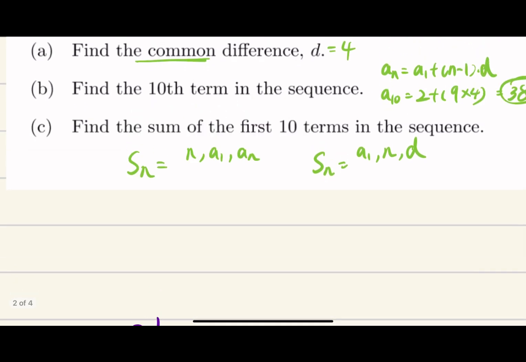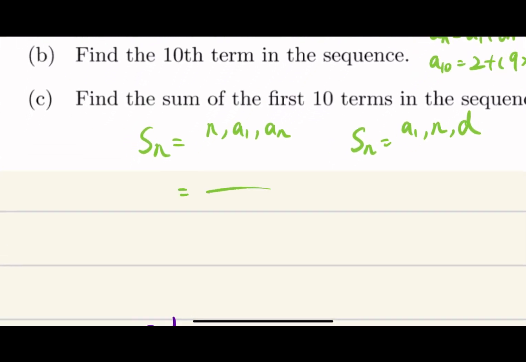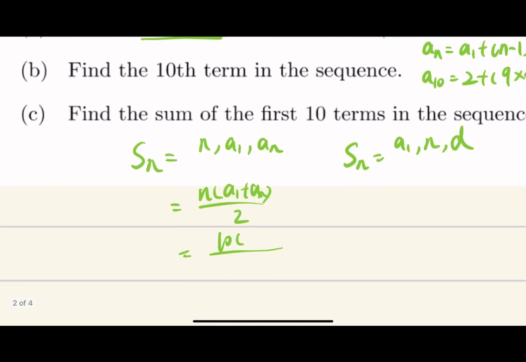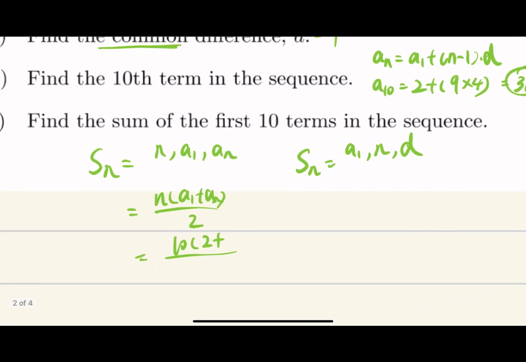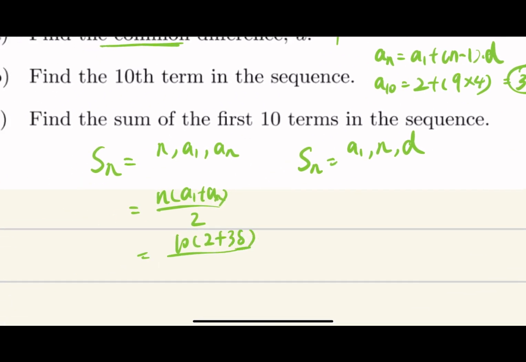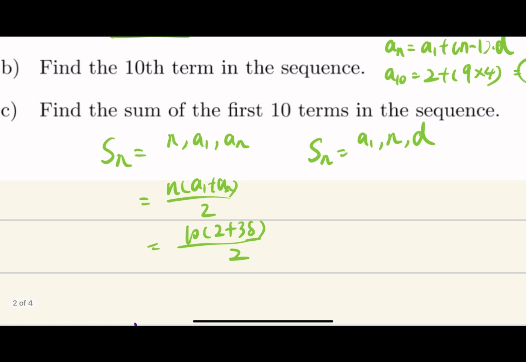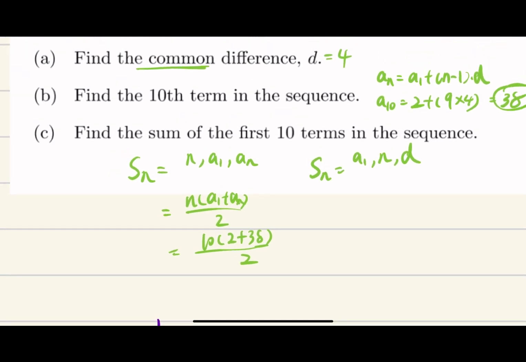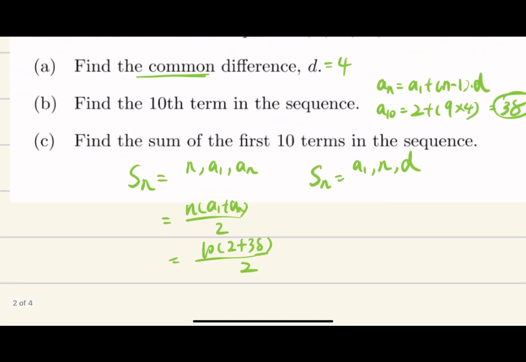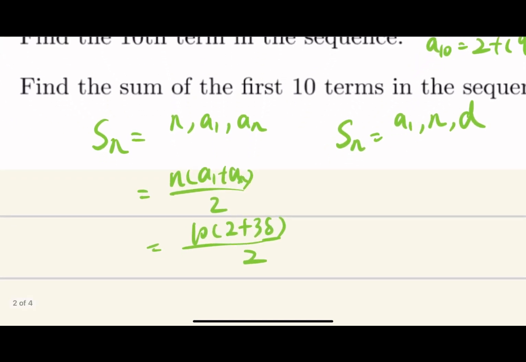So let's just use the first one. That will be n times a1 plus an, over 2. So n is 10, a1 is 2, plus an, what is a10? That will be 38, over 2, and that will be our answer because I'm too lazy. So I'm not going to calculate it here, sorry. You just have to know the thought process, how to get to your final solution.